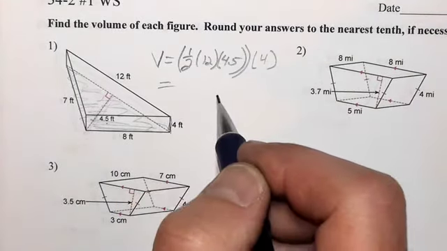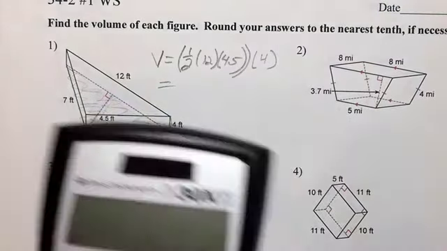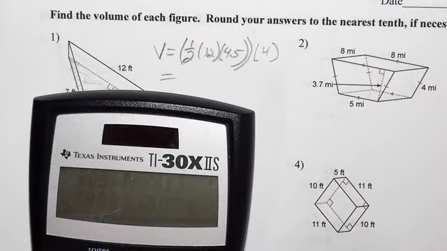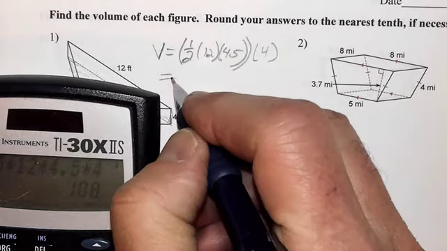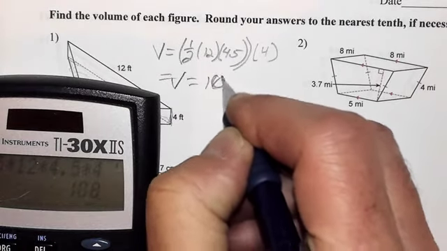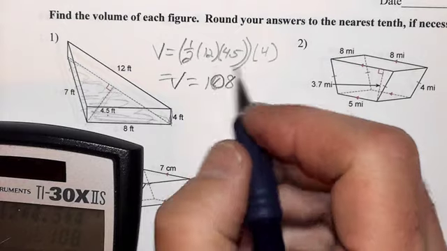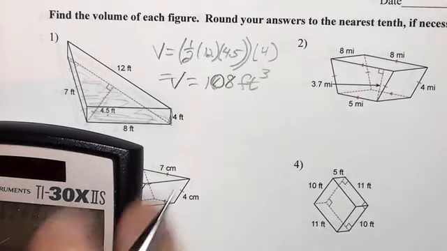1/2 of 12 is 6. And here, we'll just work it out. Clear that out of there. So 0.5 times 12 times 4.5 times 4. 108. So the volume is going to be 108. And let's see, these are feet, so that's cubic feet.